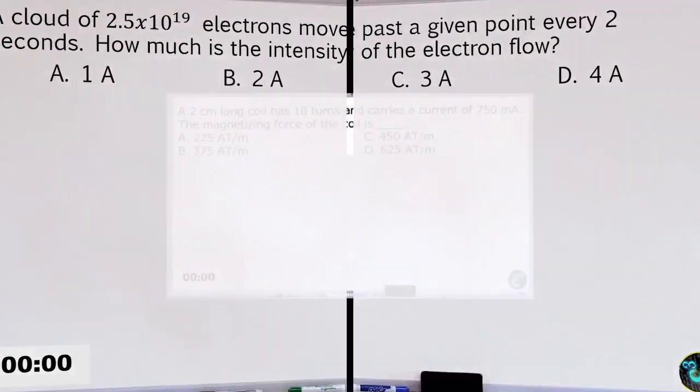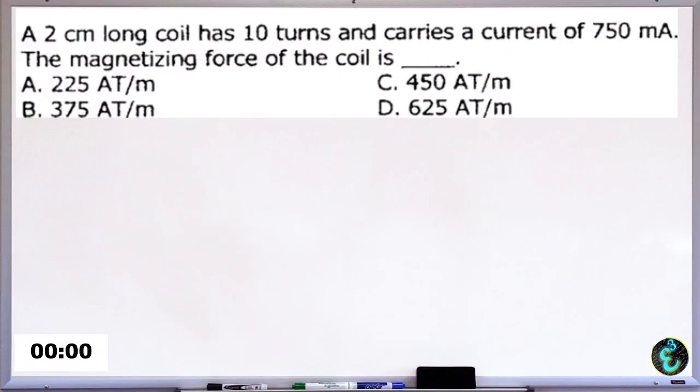Okay, next. So a 2 centimeter long coil has 10 turns and carries a current of 0.75 milliamperes. So the magnetizing force of the coil is blank. Ang hinahanap po dito is yung magnetic field intensity.